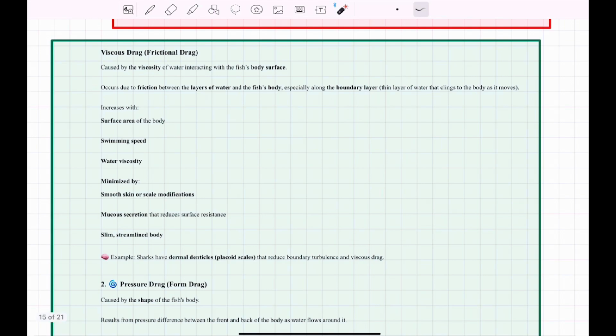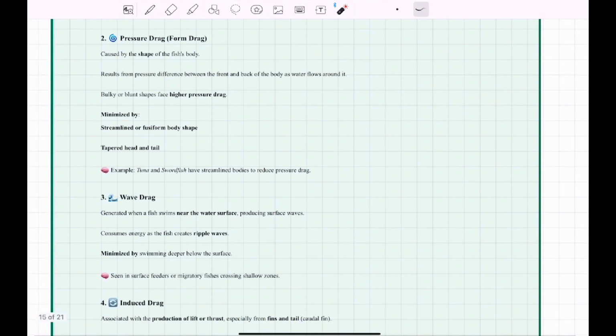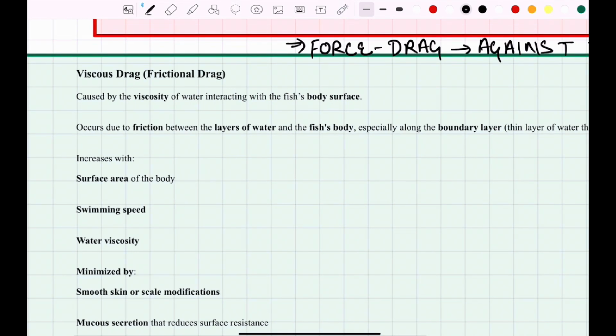There are various forces that act on the body of the fishes which create a drag against the body. The fish has to do the locomotion in the opposite direction of this drag, in the opposite direction of this force.